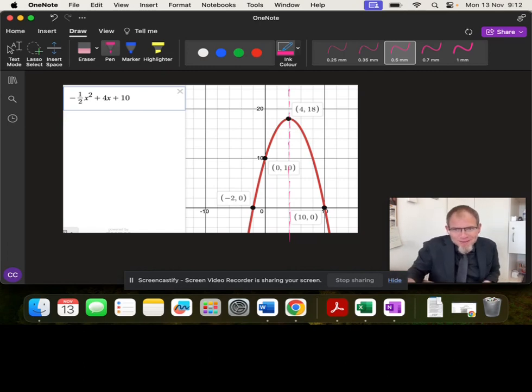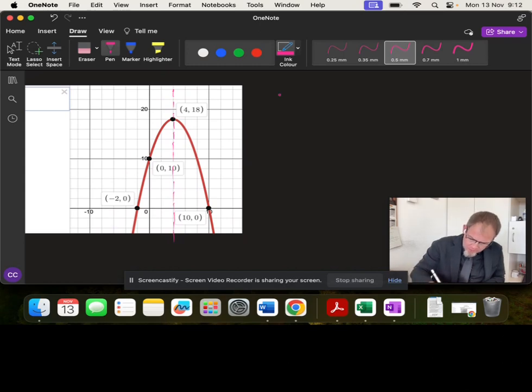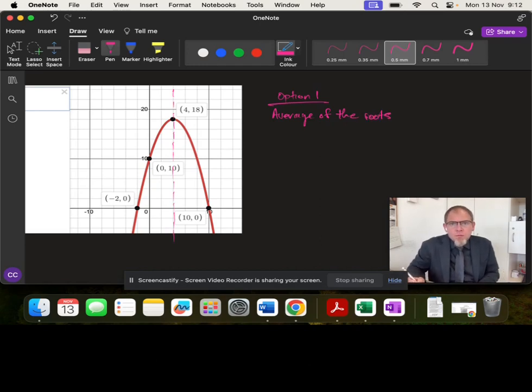Anyway, here we go. So oftentimes we're asked to find the axis of symmetry. When we do that, we have three options. Option number one, to find the axis of symmetry, is just the average of the roots. So if we find the zeros or the roots and we just take the average of them, that's where the axis of symmetry will be, because it has to be exactly halfway in between.